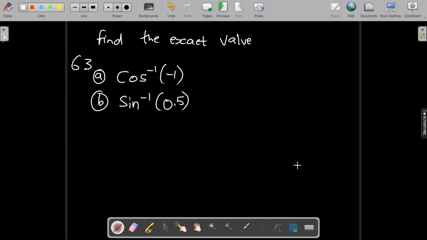Welcome to Khetz tutorials, and in this video I'll be doing question 63 from 1.5 exercises in James Stewart calculus. So I'm asked to find the exact value of the following.